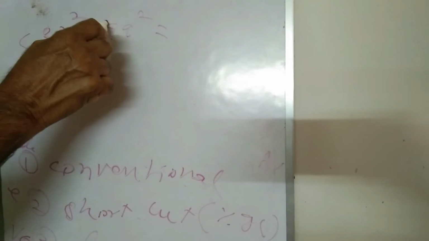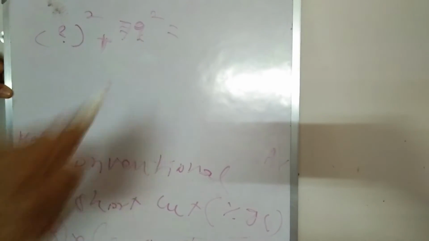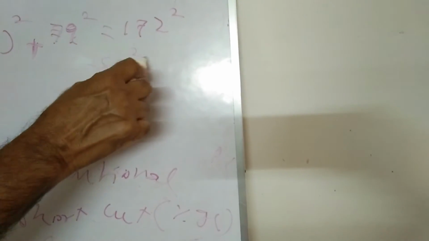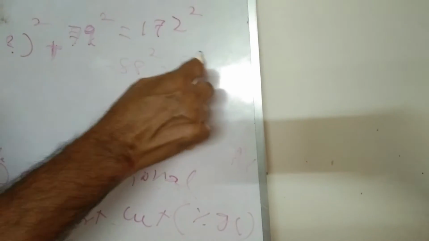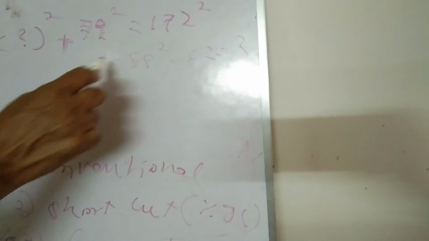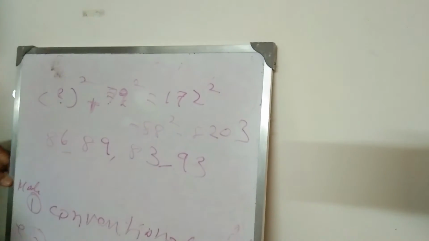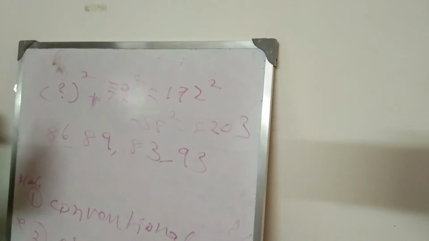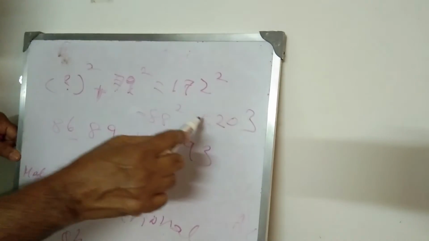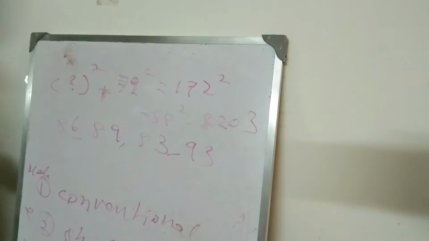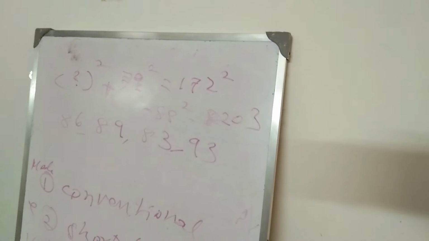79. These are examples I am giving from the question paper only. So 172 squared. Don't look at the numbers, maybe it is a bigger one. Don't panic. They have given the answers 86, 89, 83, 93. By seeing the numbers, don't panic and think it is very difficult. If you apply the logic or your mind, you can easily solve it. I will tell you how to do it.